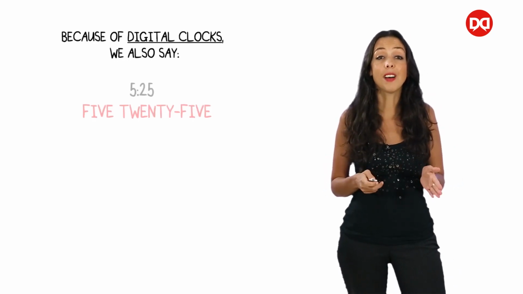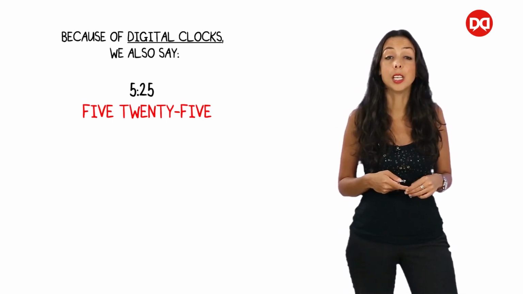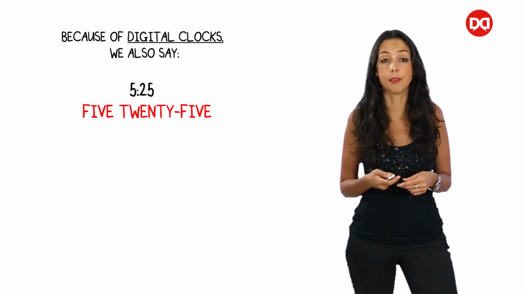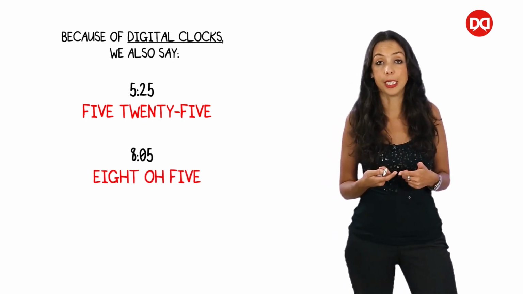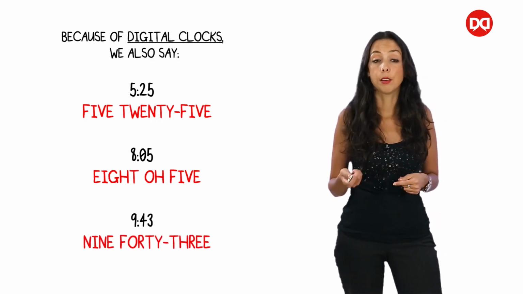Because of digital clocks as well, you may have a digital clock in your bedroom, you can say five twenty-five, as well as twenty-five past five, or eight oh five for 8:05, or nine forty-three for 9:43. I hope this is clear. Okay, have a look at your digital clock if you have one and see what time it is. And practice at home with your digital clock.